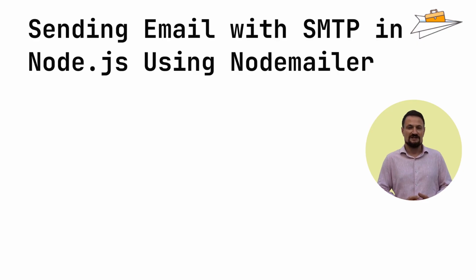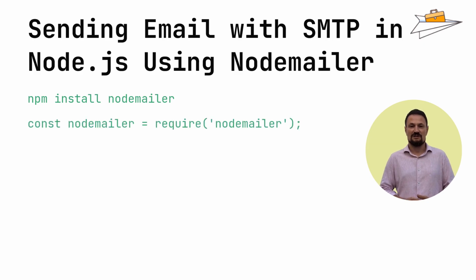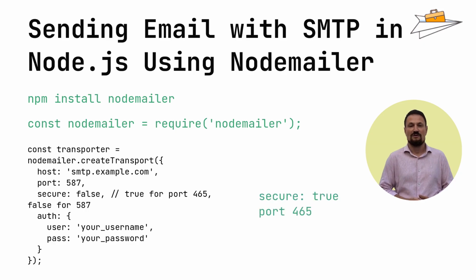Now let's set up email sending in Node.js via SMTP using NodeMailer, the go-to library for transactional and notification emails. First, install NodeMailer, then import it in your code. Now create a transporter. This code shows how NodeMailer connects to the SMTP server. Use secure true only with port 465. For 587, use false. That enables STARTTLS.